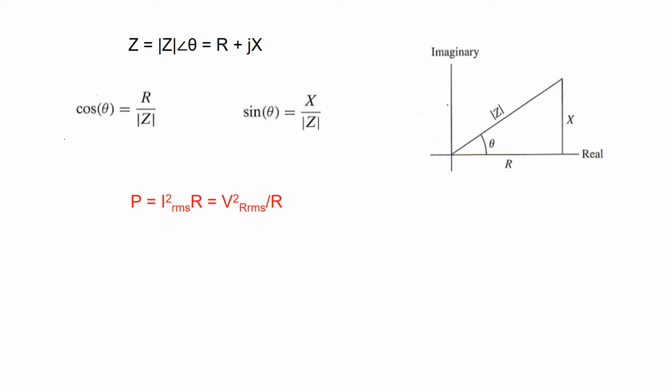We can use these equations to rewrite P, the real power, as I squared RMS times R, where R is the real part of the impedance through which the current flows. This is also equal to V_R RMS squared over R, where V_R RMS is the RMS or effective voltage across the resistance. Because R is always positive and both the effective current and voltage are squared, the real power will never be negative.